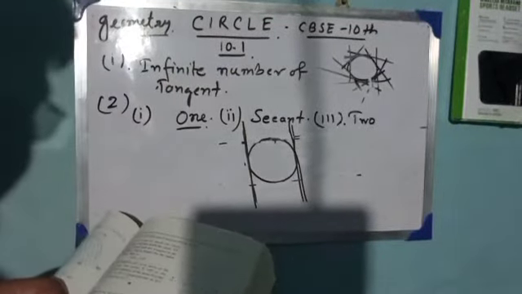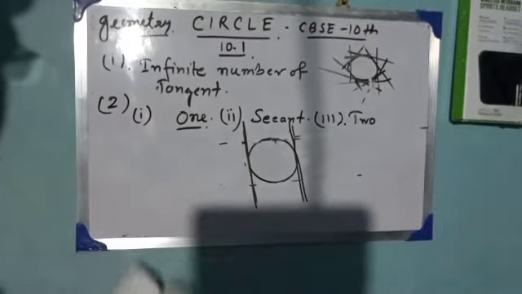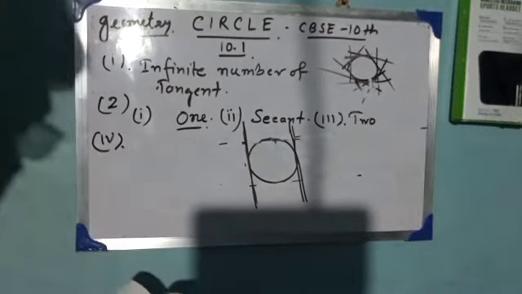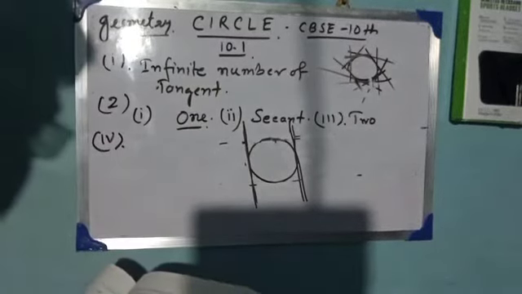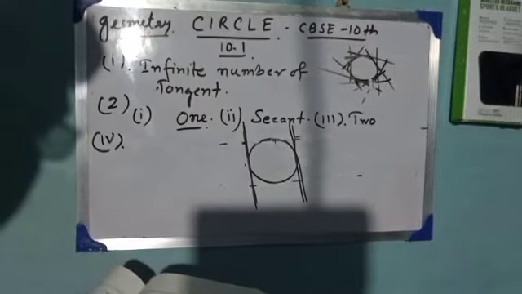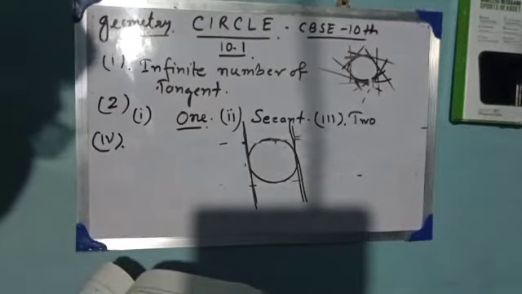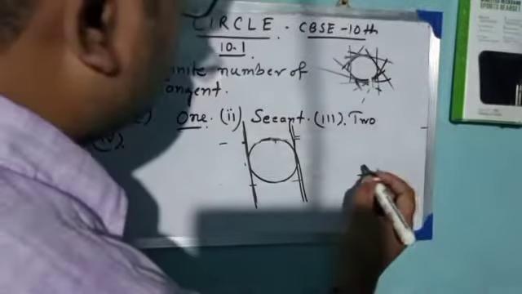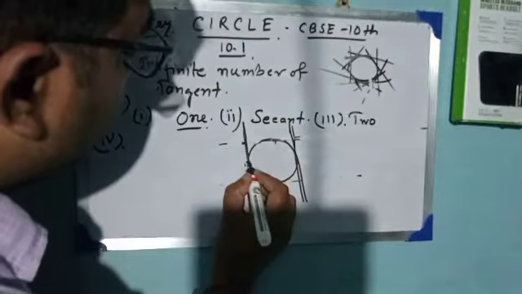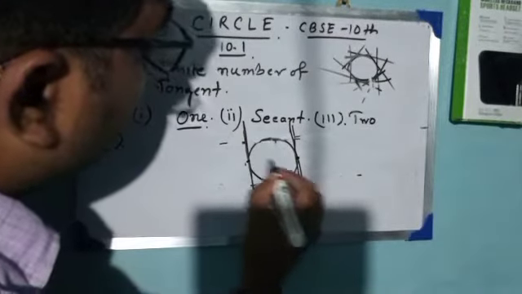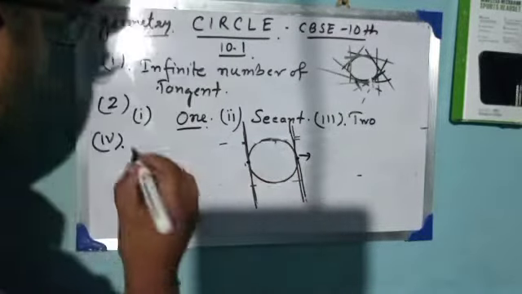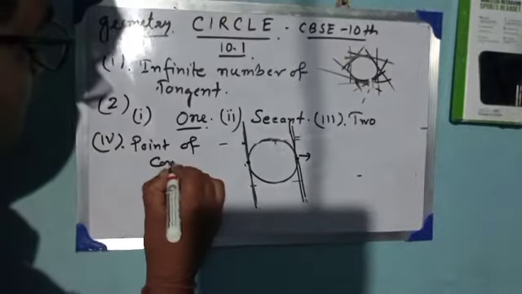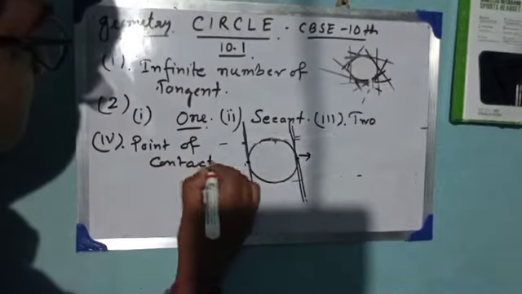Next, come to four. The common point of a tangent to a circle and the circle is called the common point. That is this point, either this point or this point. This point is called what? Point of contact.